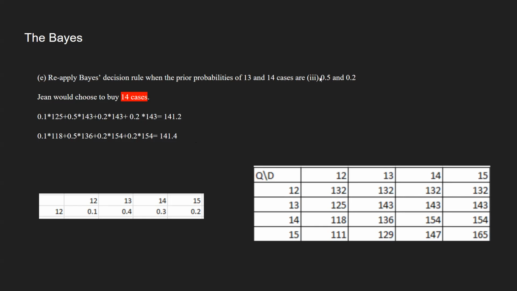And for this one, we changed the probabilities to 0.5 and 0.2. This one's for buying 13 cases, and this one's for buying 14 cases. We still observe that the expected payoff of buying 14 cases is larger than the expected payoff of buying 13 cases. So we will also choose 14 cases. And that's the end of the presentation, and thank you.